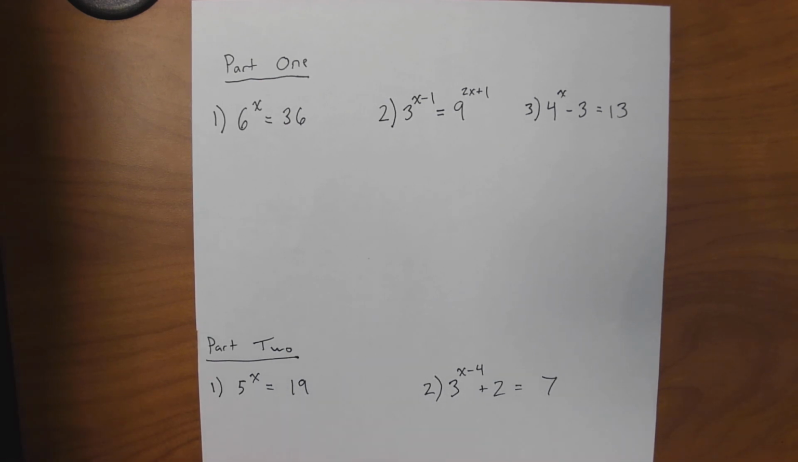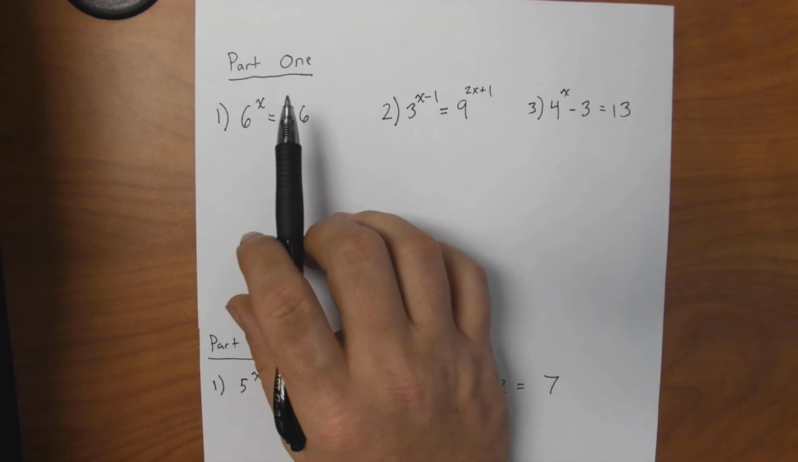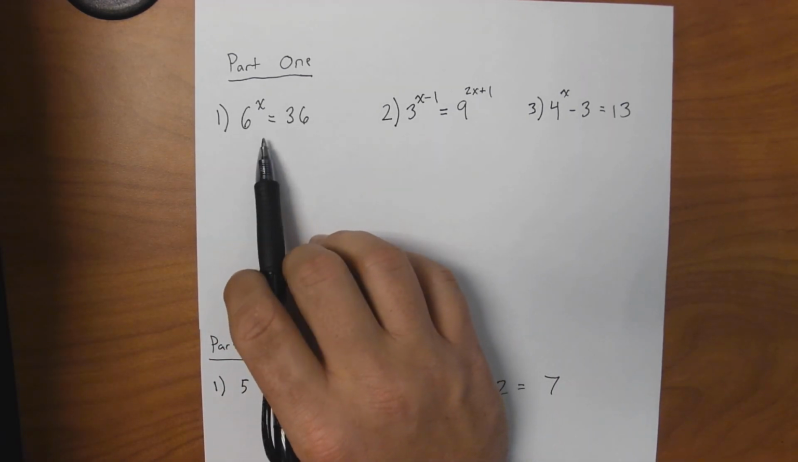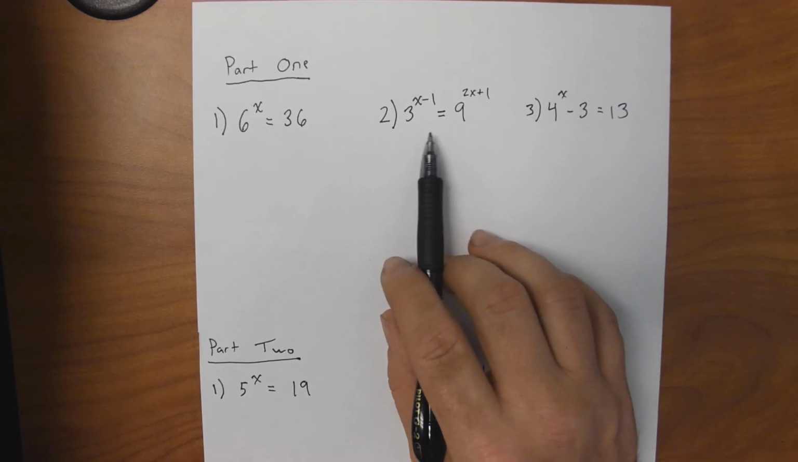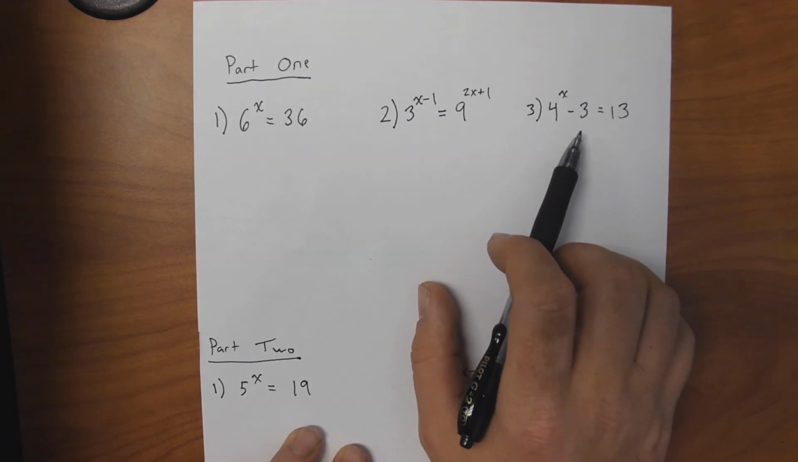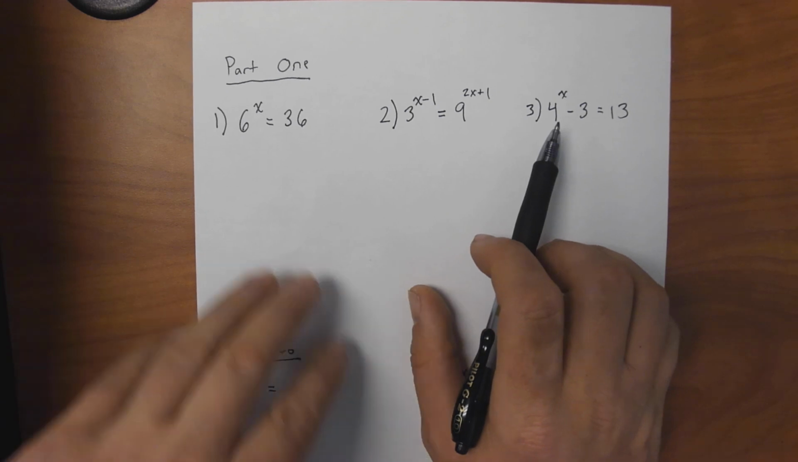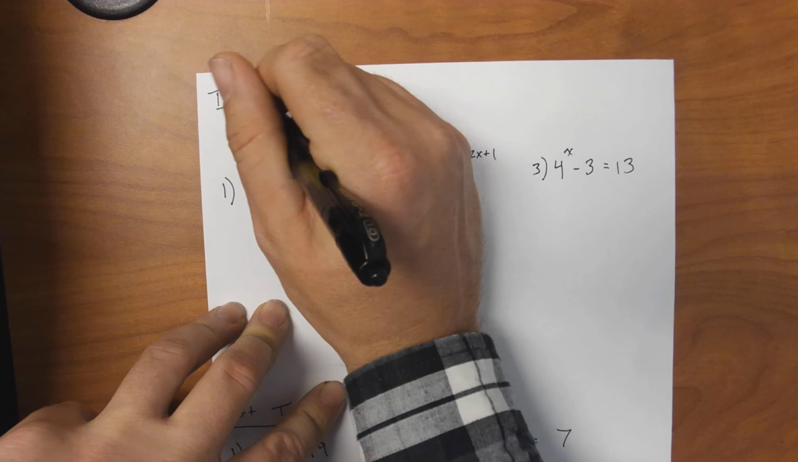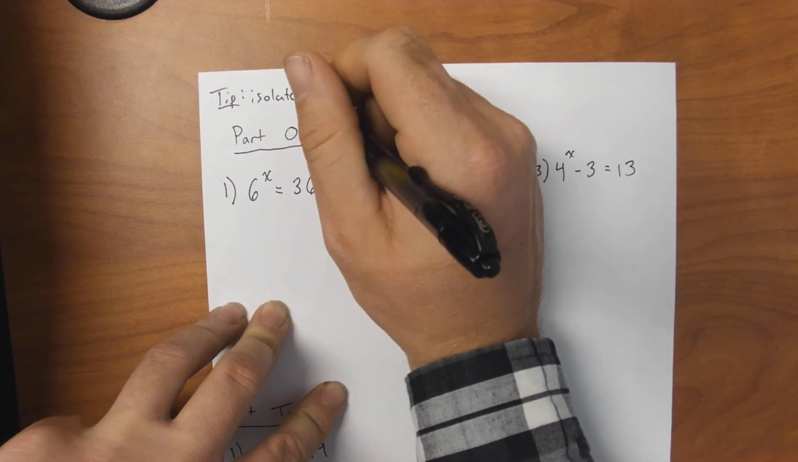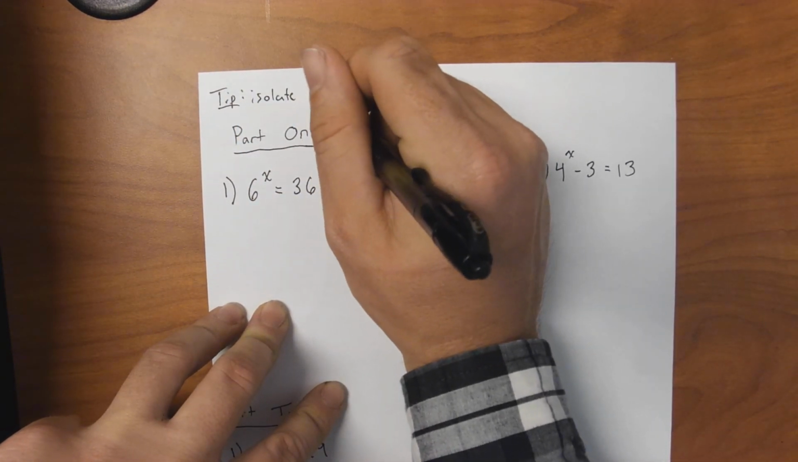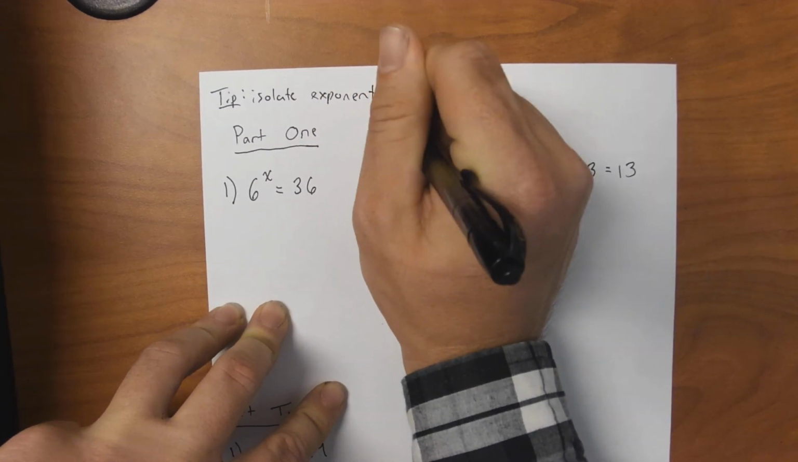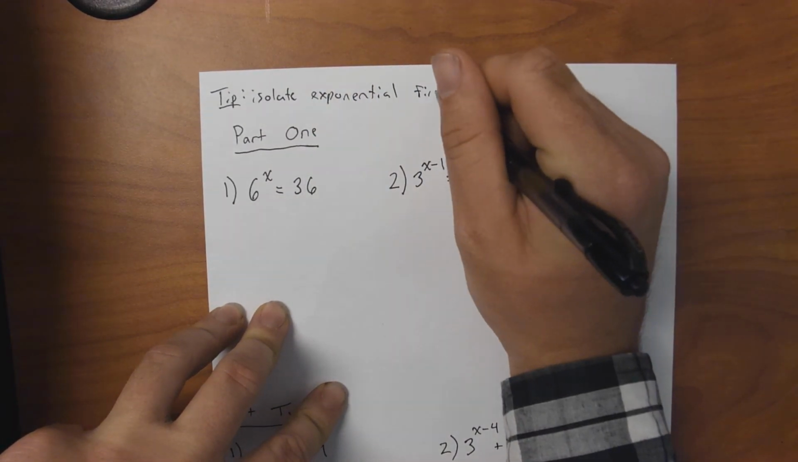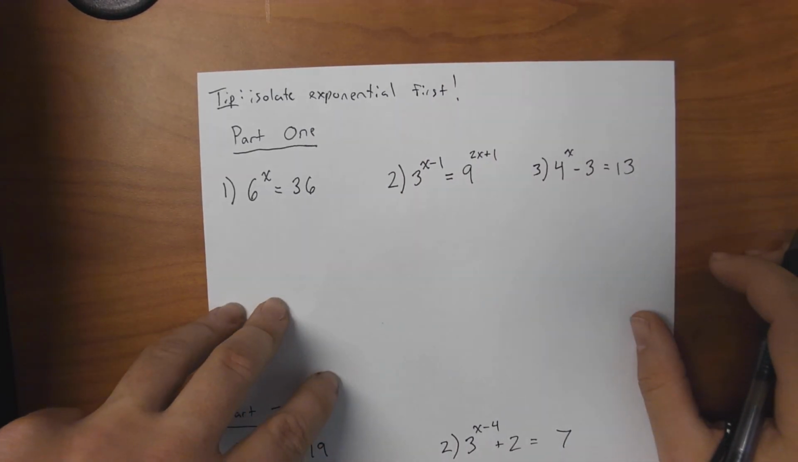So we're going to start with what I call part one, which is solving exponential equations where one constant is a power of the exponential. What I mean by that, 36 is a power of 6. Notice 9 is a power of 3. Here, if you isolate the exponential, you'll get a power of 4. And that is always a good pointer when you're solving these exponential equations. It's a general rule of thumb: you always want to isolate the exponential first. So always do this first.